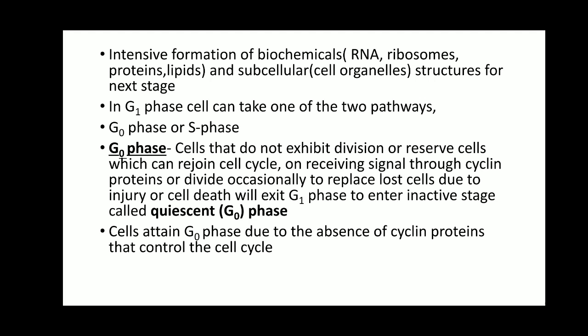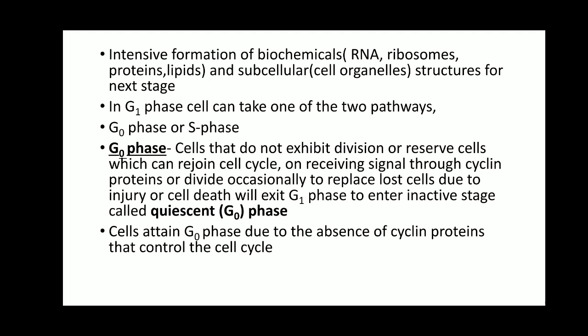In G1 phase, a cell can take one of two pathways, or it has a diversion. So it has an option to continue in any one of the next phases. In G1 phase, a cell can make a decision to enter one of two phases. So what are these two pathways? That is G0 phase and S phase. A cell in the G1 phase can decide either to enter G0 phase or to enter S phase.